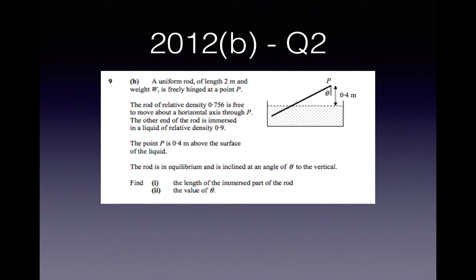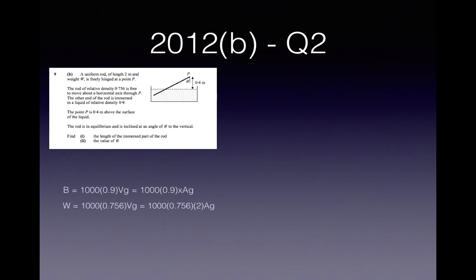Okay, so the buoyancy will be the density of the fluid, which is 0.9 by 1,000, multiplied by the volume, which will be the length of the submerged portion multiplied by the cross-sectional area multiplied by g. The weight of the object will be the density of the object, which is 0.756 by 1,000, multiplied by the volume of the object, which will be the total length, 2 meters, multiplied by the cross-sectional area, and then we'll have a g as well for getting the weight of the object. And then it's much the same as the previous one. So like I said, B and W are those values.